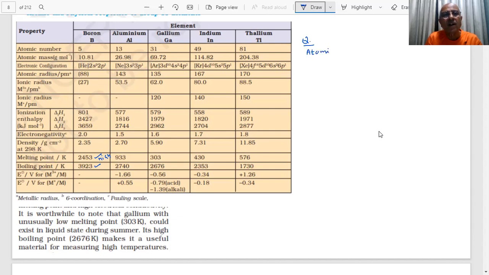Atomic radius of gallium is less than aluminium. Question: why? This question was asked, student, in the CBSE papers. What is the expected trend, student? Boron, aluminium, gallium, indium, thallium.